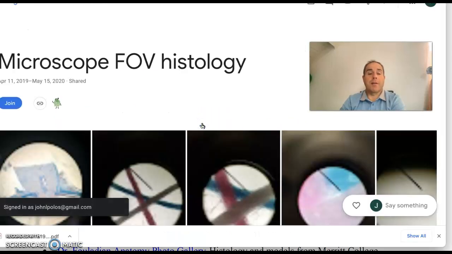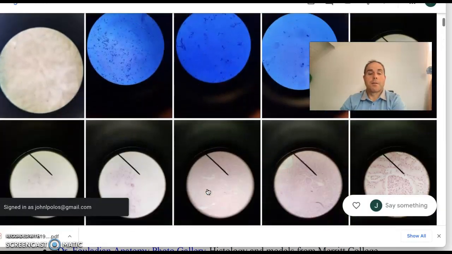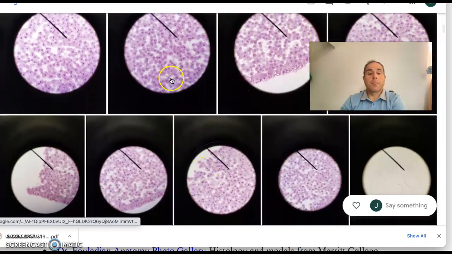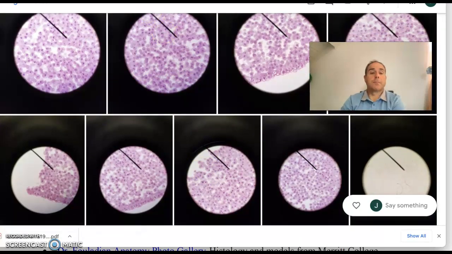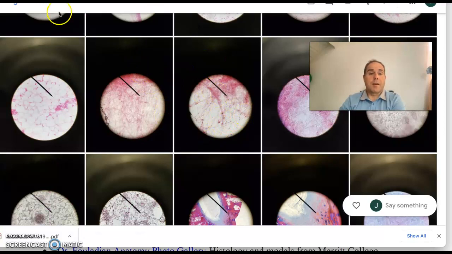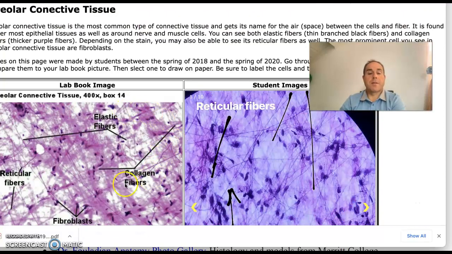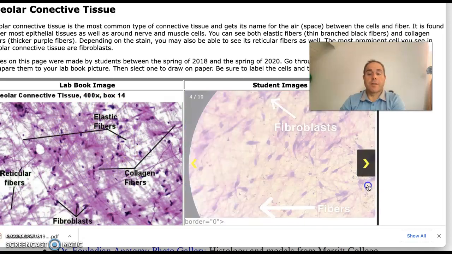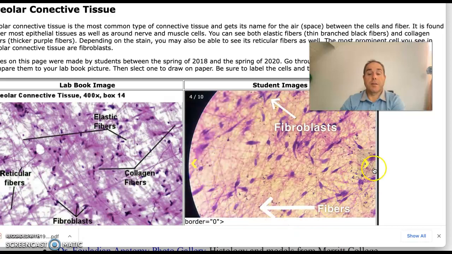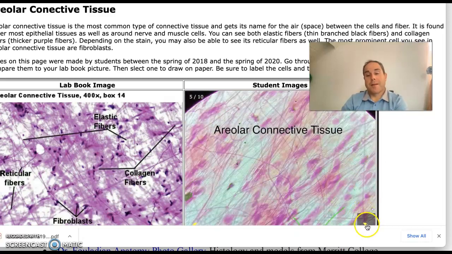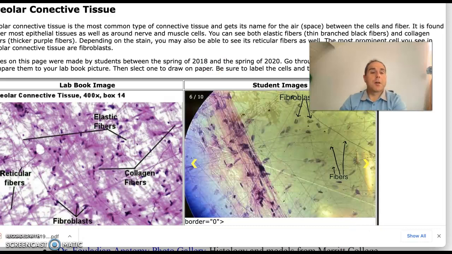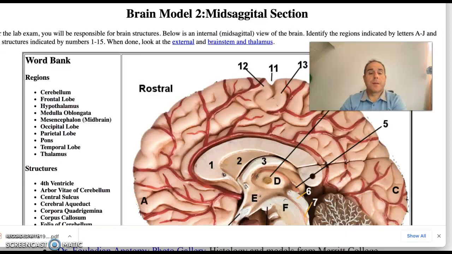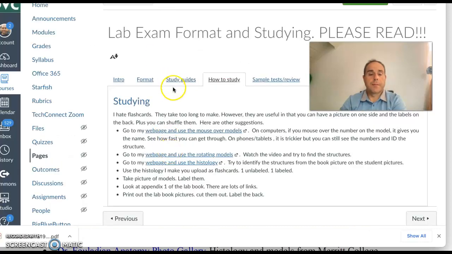So we have our models, we have the Pleasant Hill models. So in order, this is a fish blastula. They didn't crop these. This is areolar connective tissue. This is my web page for the same thing. I have the lab book picture, then we have different versions of the slide. These are all taken from students who uploaded their histology. So that is a good resource as well.